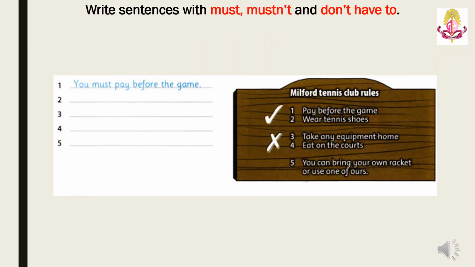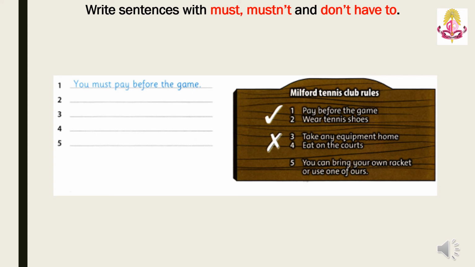Now you have to write sentences with must, mustn't, and don't have to. Look at the Milford Tennis Club rules. Number 1, pay before the game. Number 2, wear tennis shoes. Number 3, take any equipment home. Number 4, eat on the courts. And number 5, you can bring your own racket or use one of ours.